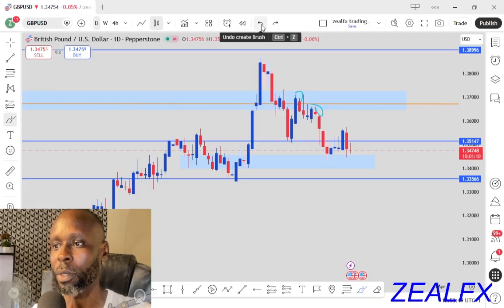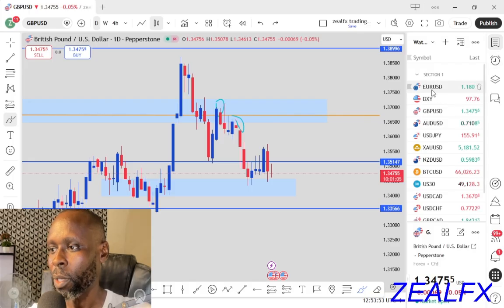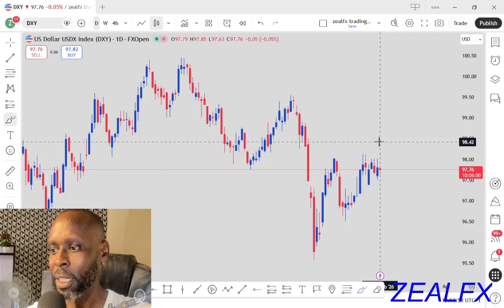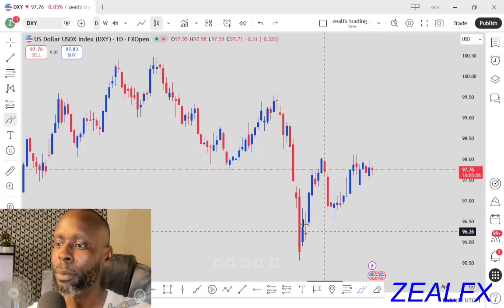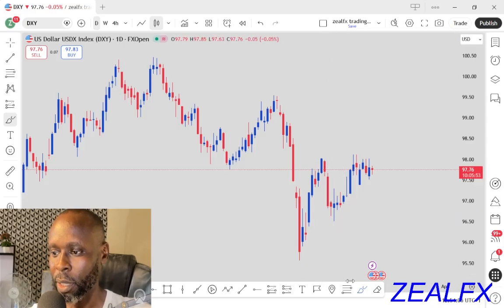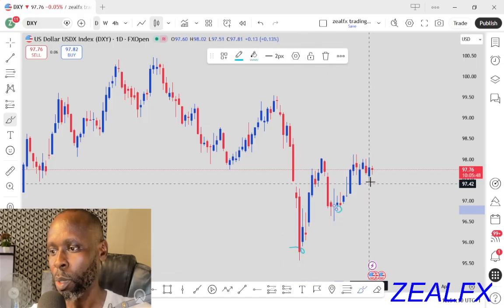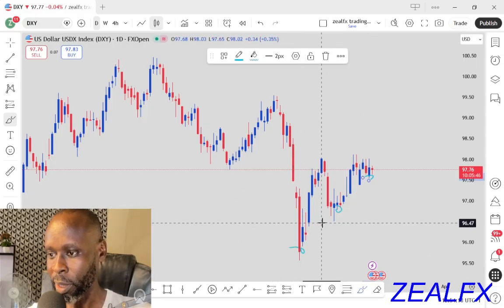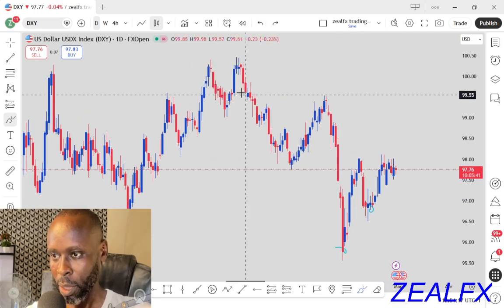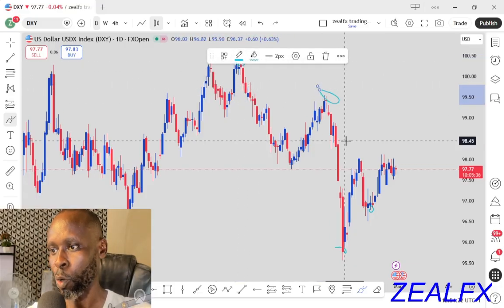But before we look at the 4-hour chart of the GBP/USD, let's look at the DXY on the daily chart. On my daily chart, DXY is still building up momentum for a bullish trend. You can see we have this lower low, higher low, and higher low. But this is an inner structure movement for the DXY. But we have this major structure, which is this higher high and a lower high.